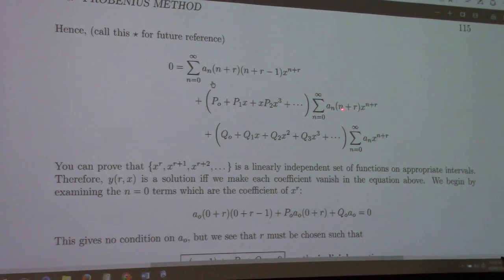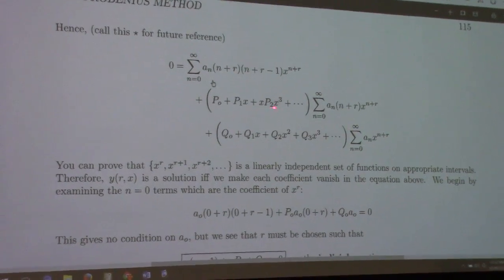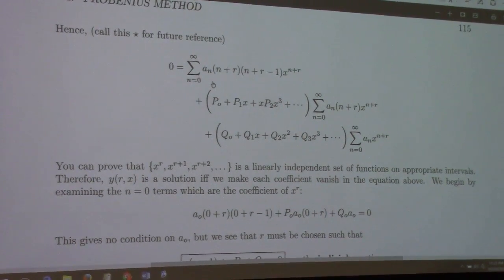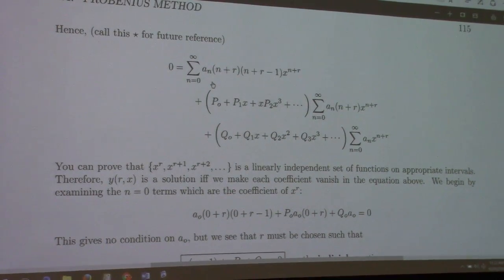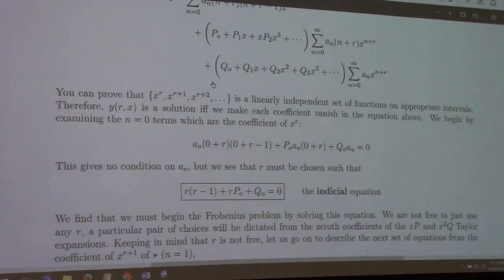Third term of p, so that's supposed to be p sub 2, x to the third. Oh, that's supposed to be an x squared. You see what I did is I left it out here, but then it's double counting. Yes, that should be an x squared. Thank you. Well, that's just hideous. Sorry.